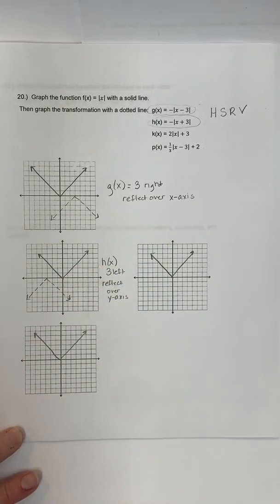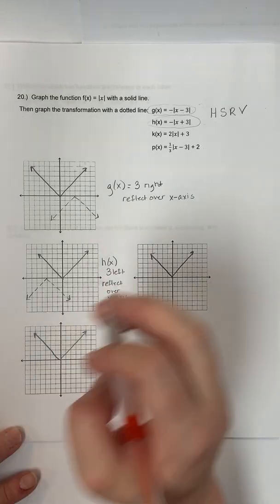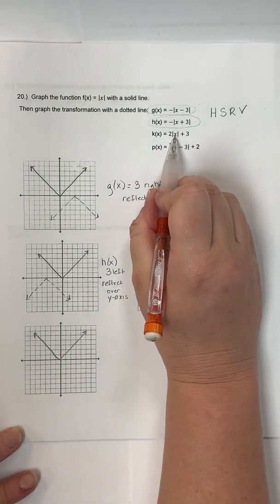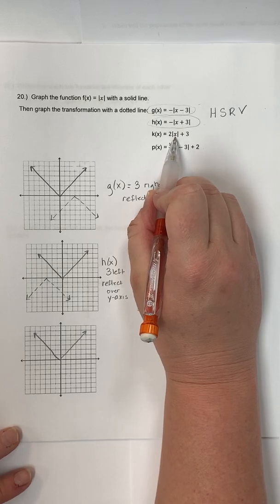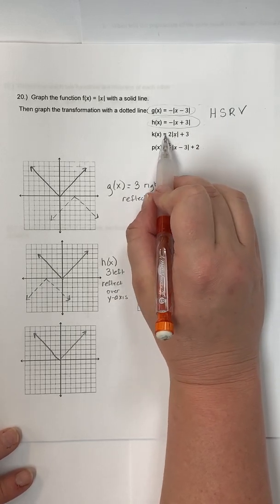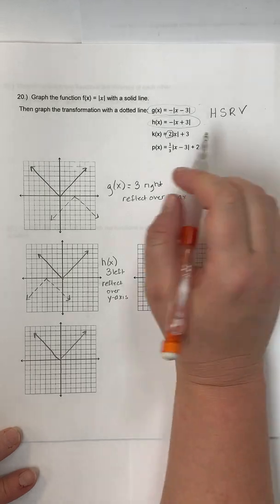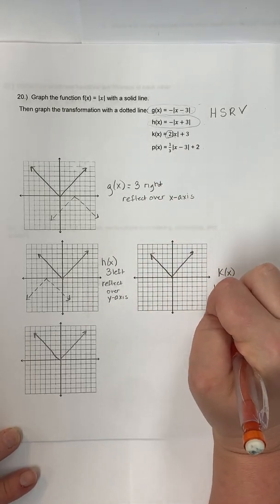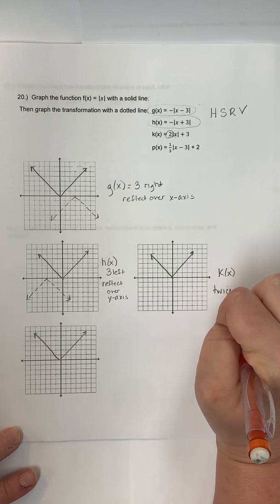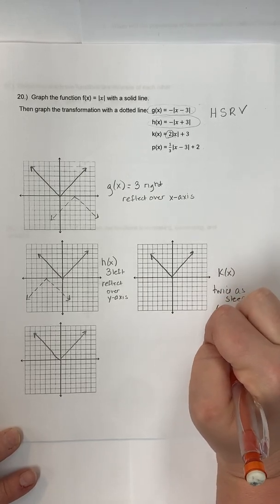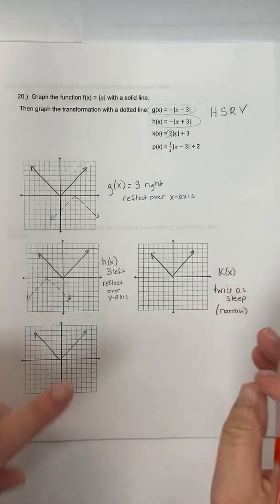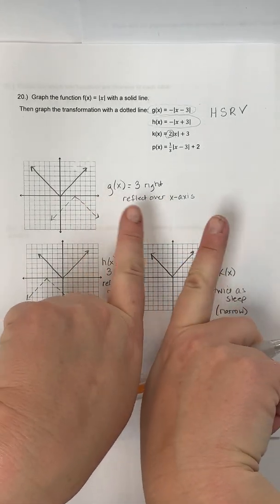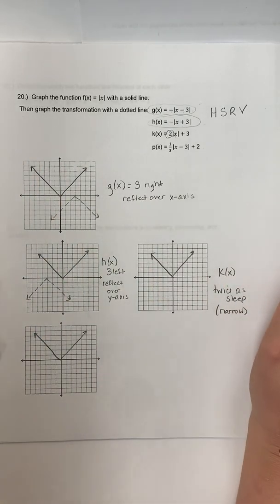And that's the one that we're looking for. Okay, all right, let's try k of x. In this case, I don't have anything horizontal. I do, however, have a 2 out front. Now, what in the world does that 2 mean? That 2 means we are going to be twice as steep, which means we're going to become narrow. So instead of being so far out, we're going to come in more. We're going to be twice as narrow, twice as steep.